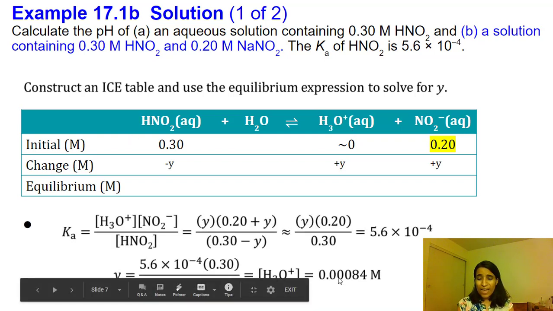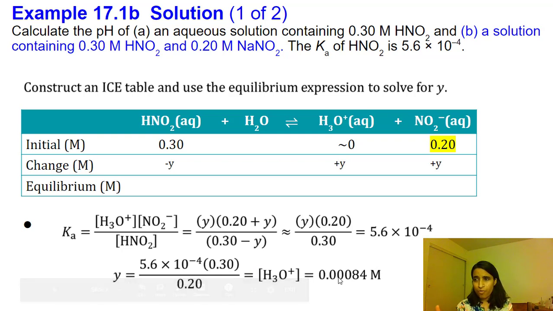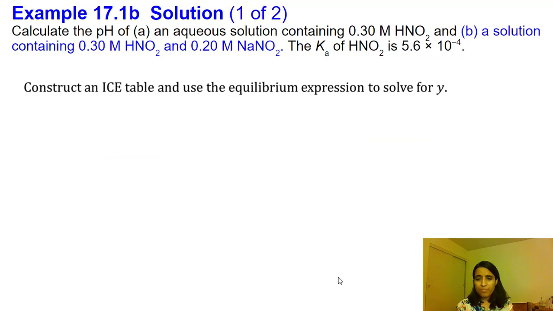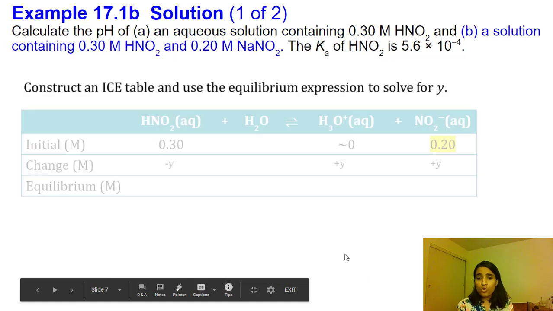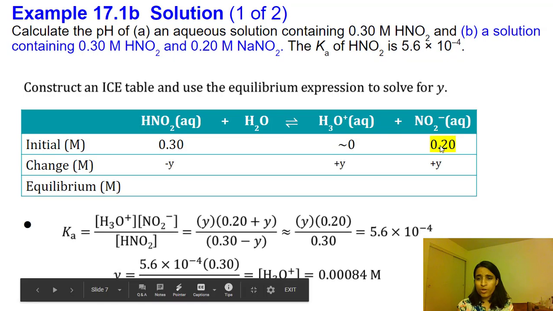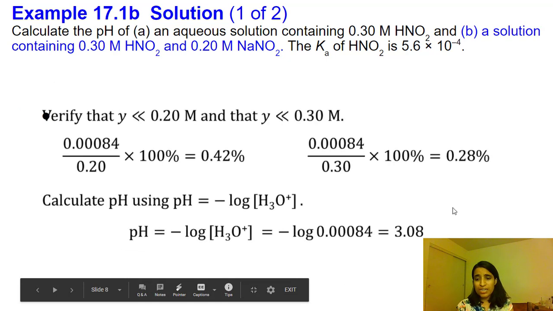So we now have a hydronium ion as 0.00084. If you remember in the previous case, we had it as 0.013 and our pH was 1.89. So only because we had 0.20 molarity of nitrite ion added, the amount of hydronium went way down, and you're going to see that our pH also went way up.